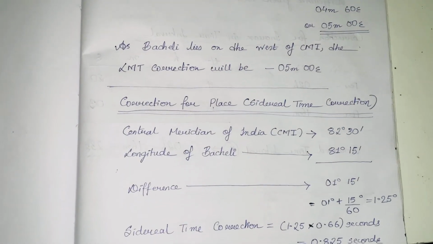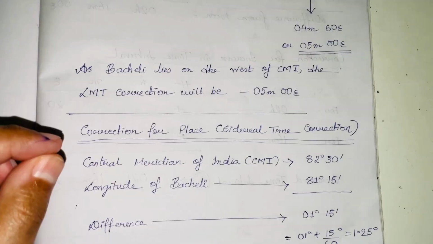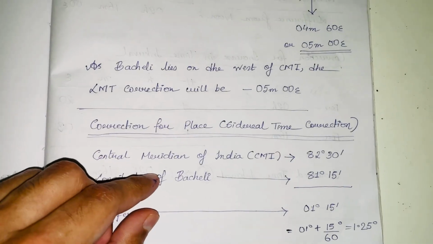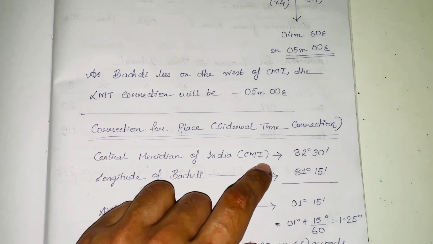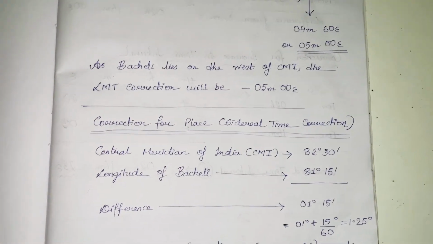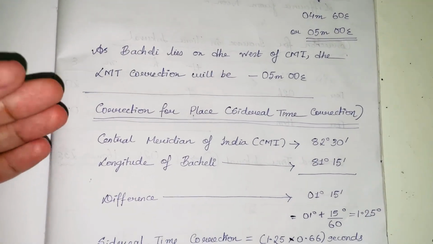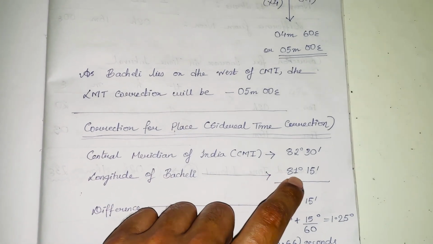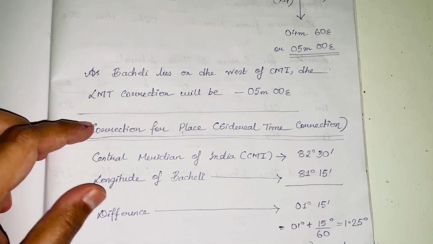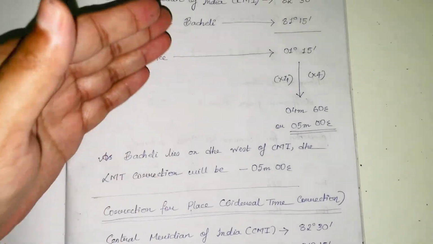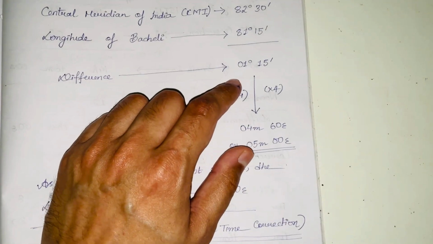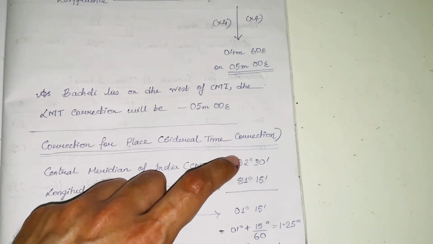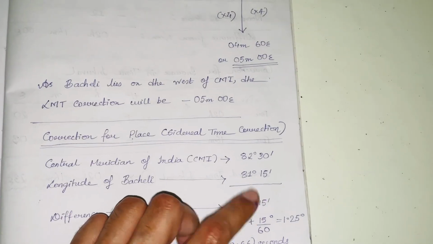Okay, so now how to calculate it? Now what is the first step? Write down again the longitude of the central meridian of India. The central meridian of India, the CMI, the longitude is 82 degree and 30 minutes. Now write down the longitude of the place. Now here in this situation, it is BACHELI. So the longitude of BACHELI is 81 degree and 15 minutes. Now find out the difference. Same thing. Here you also had found out the difference. This minus this. Here also it is this minus this. The difference is 1 degree 15 minute.